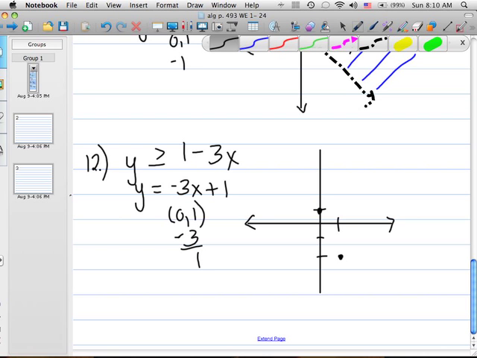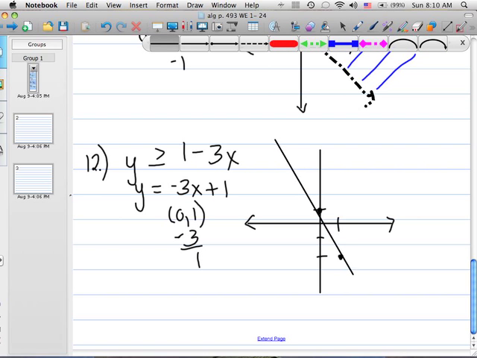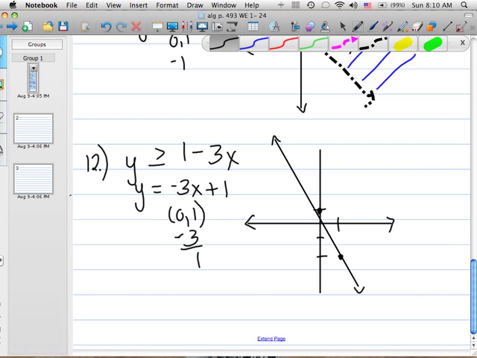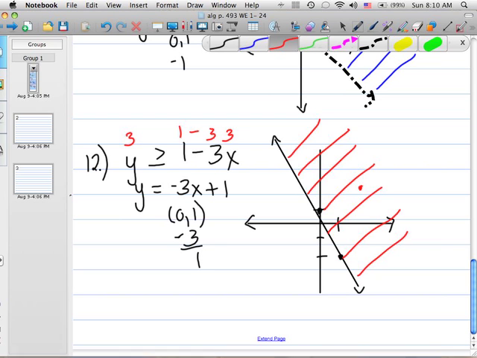And it says greater than or equal to, so we want a solid line going through those points. And it says greater than or equal to, so again we want to go above. And you can double check by taking a point. For example here, that would be 3, 3. So y is 3 and x is 3. So 3 should be greater than or equal to 1 minus 9, and it is. So that works.